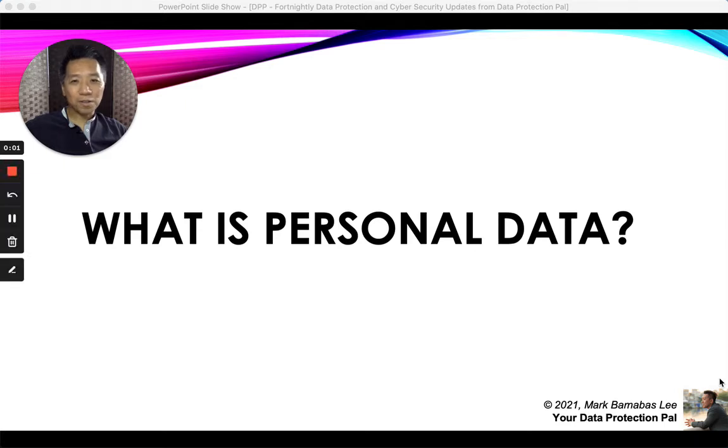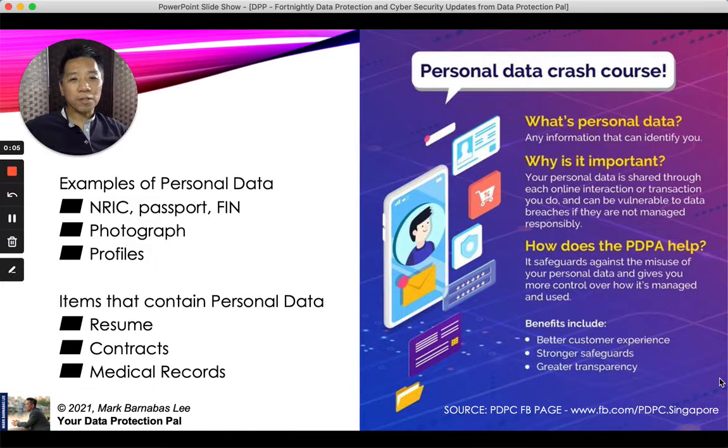What is personal data and why is it important? The Personal Data Protection Commission of Singapore recently posted this infographic on the right side of the screen that gives us a very brief introduction on what personal data is and why it is important.